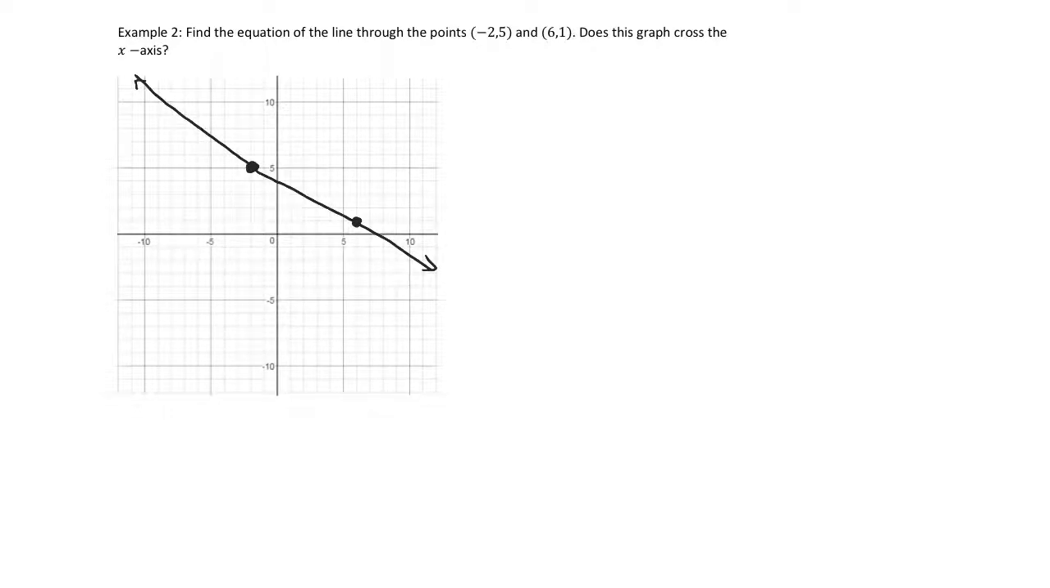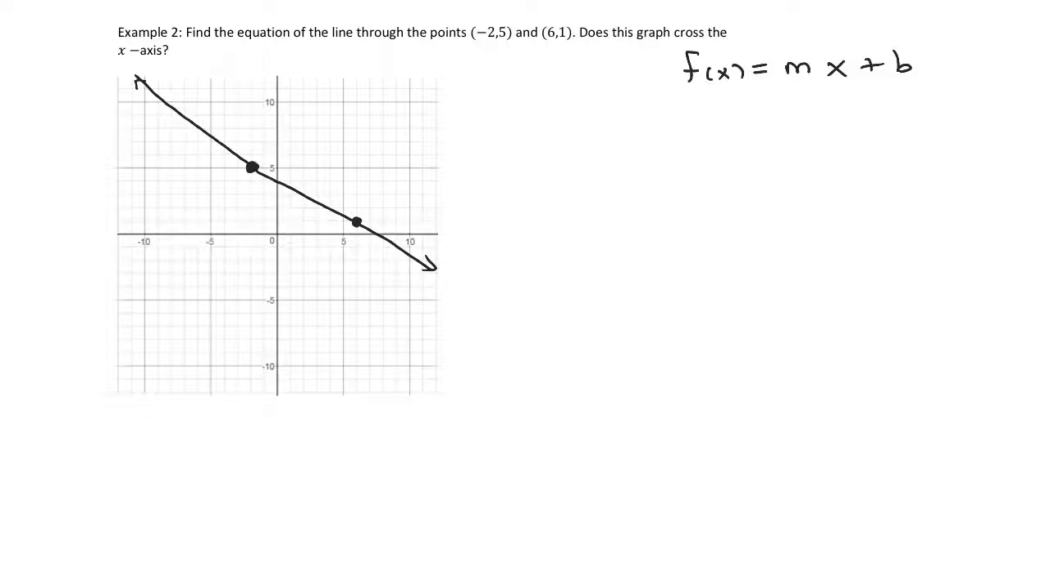So what is it? It has the form f of x is equal to m times x plus b. So if you find the slope and you find the y-intercept, that's enough to determine the equation.